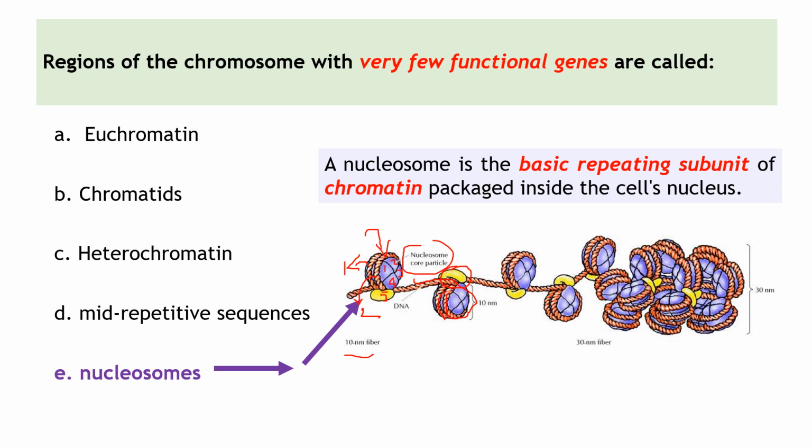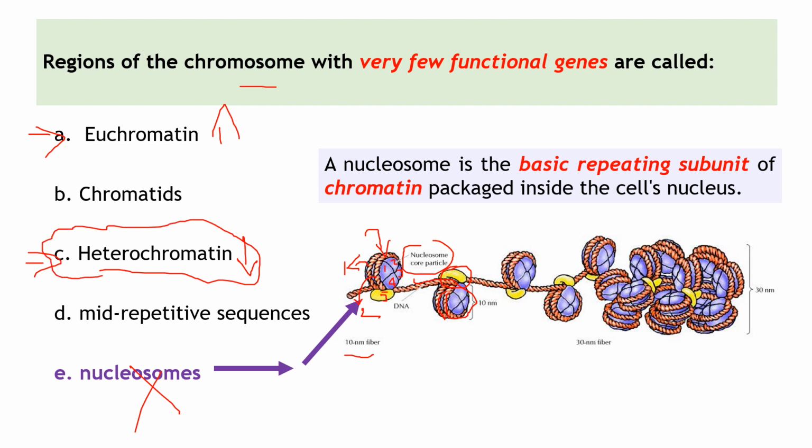A nucleosome is the basic repetitive unit, or subunit, of the chromatin package inside of the cell's nucleus. So definitely here we are not talking about many or few functional genes. The nucleosome is something completely different. I hope that now you understand why, when we talk about chromosomes, there are two specific regions, the euchromatin and the heterochromatin. The euchromatin has a lot of genes and the heterochromatin has a very small number of functional genes. They are formed more by repetitive sequences in the centromere and telomere. So hopefully now this question is pretty easy for you.